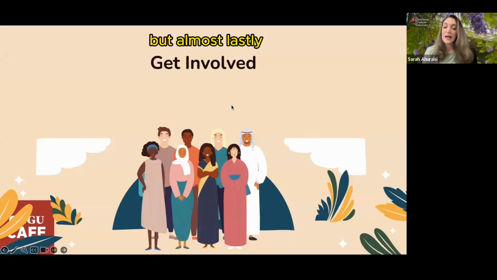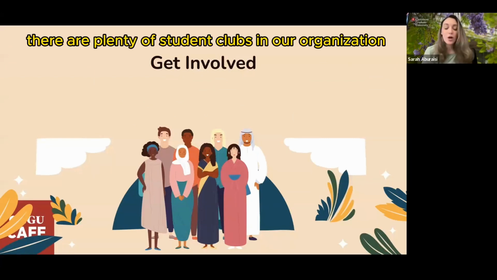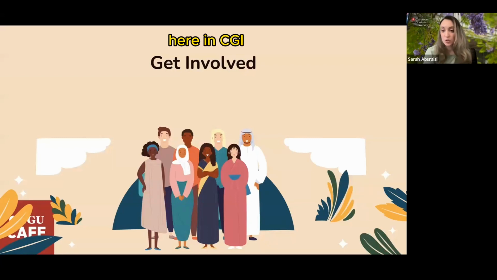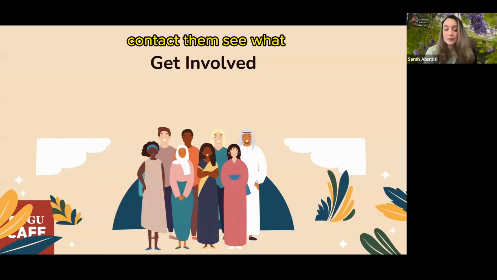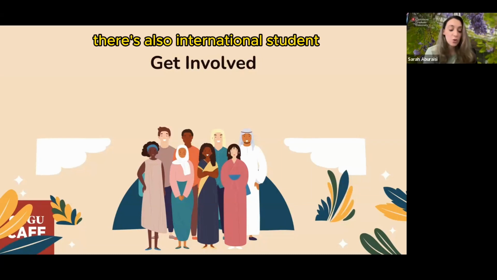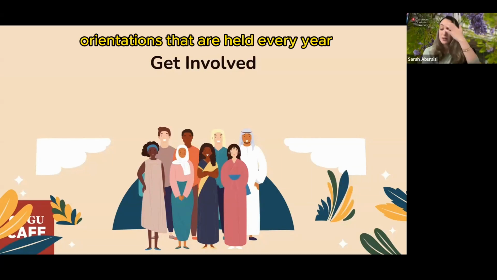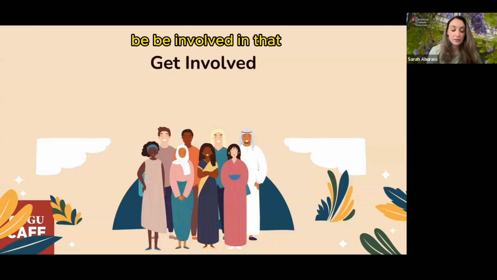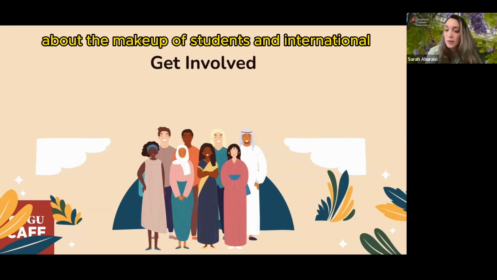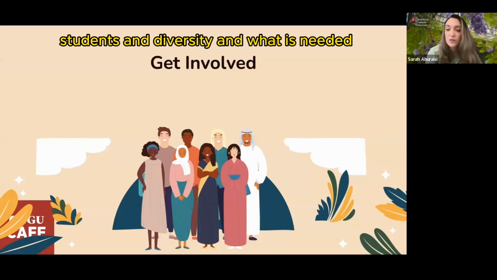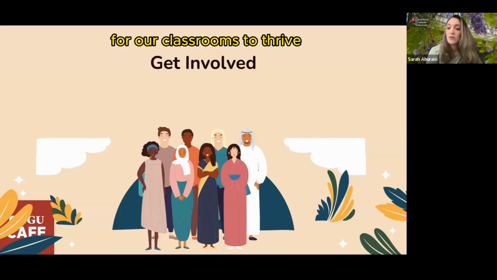Lastly, not very lastly, but almost lastly, be involved. There are plenty of student clubs and organizations here at CGU. There is the graduate student council. Contact them, see what they need, what your international students need. There are also international student orientations that are held every year. Be involved in that. Also the SLDL, which is the Office of Student Life and Diversity and Leadership. They have a ton of information about the makeup of students, international students, diversity, and what is needed for our classrooms to thrive.